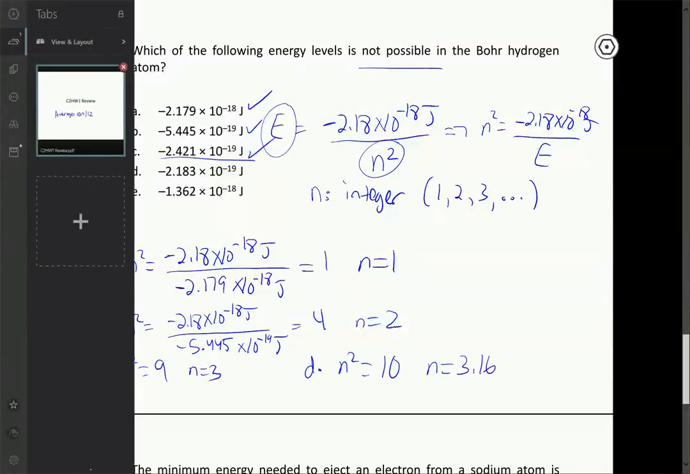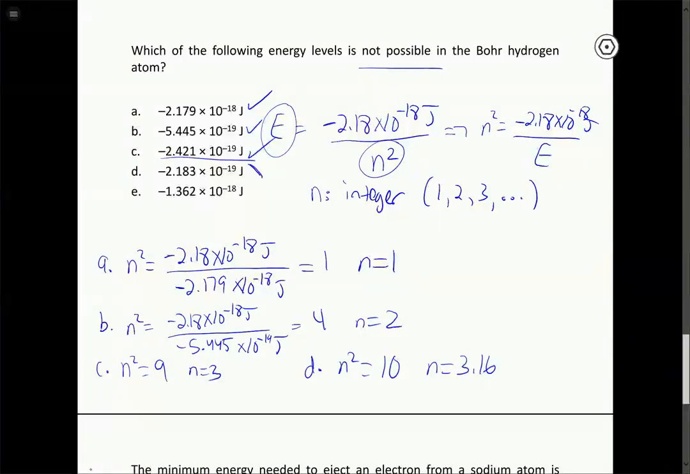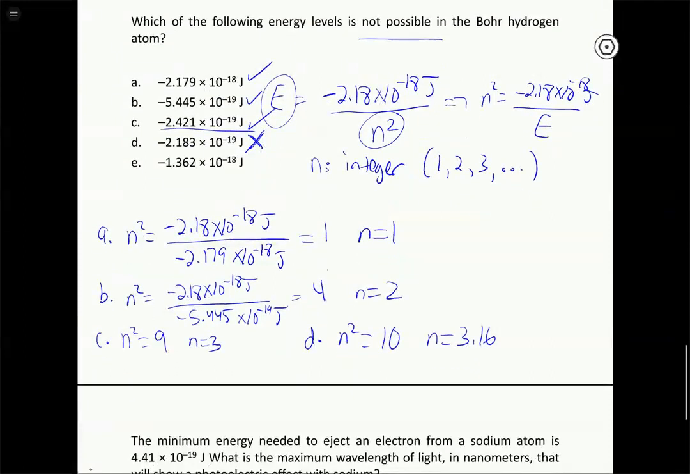This is clearly not an integer because it has a decimal after it. So this one is not an allowed energy value. It gives us a non-integer n value, so that can't be right. Let's check choice E to make sure that one works.